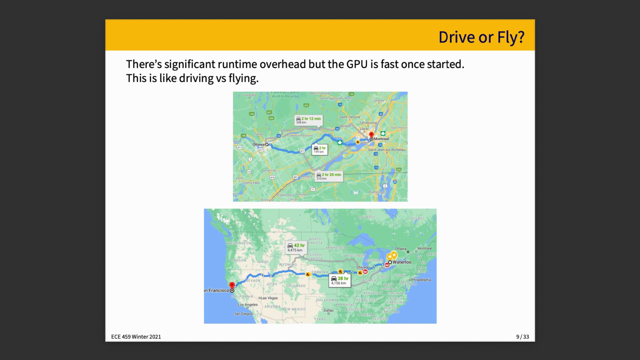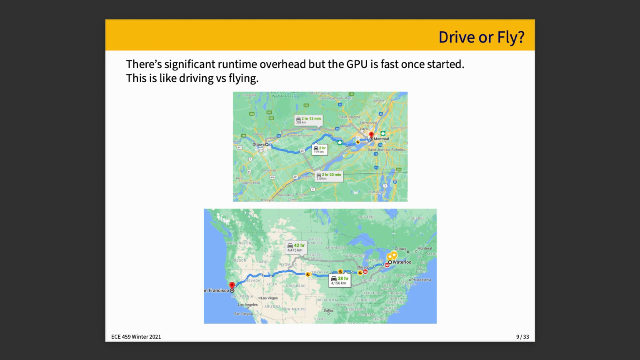On the other hand, if you're going a longer distance, 4,156 kilometers or so, if you were going from Waterloo to San Francisco, then driving is way slower. Yes, the overhead of going to the airport remains. You still got to go to the airport. You still got to get there 2 hours early.